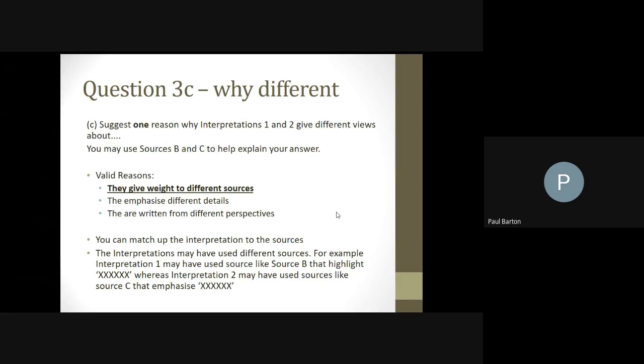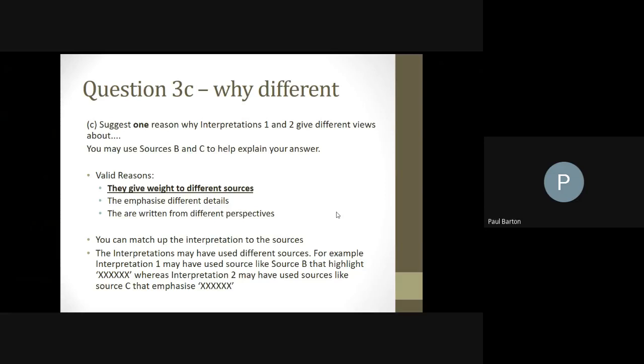And you can see how we do that underneath. There's an example of how you go about answering this. You can do this by matching up the interpretations to the source which corresponds. As you can see in the question, it says you may use sources B and C to help explain your answer. So that's what we're going to do. Usually, each of the interpretations does match up to one of the sources. Sometimes really obviously, sometimes slightly more subtly, but those sources do tie up one to each of those interpretations. And so that's what we can do.